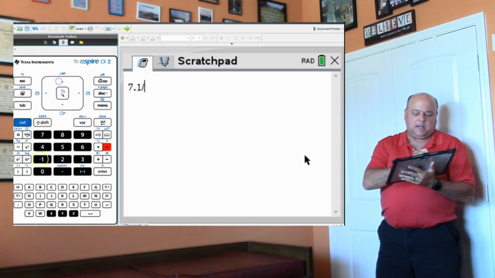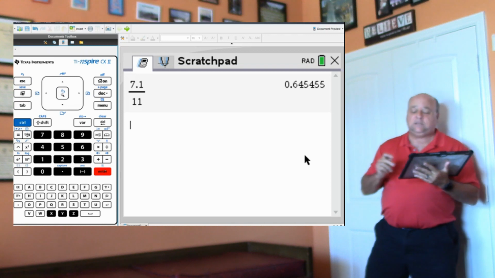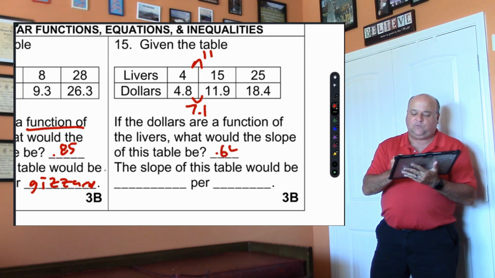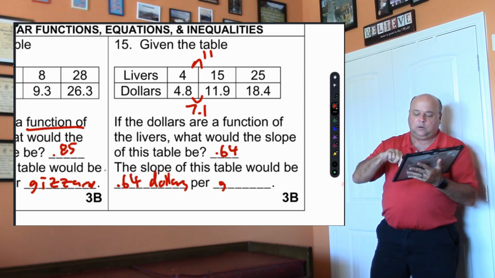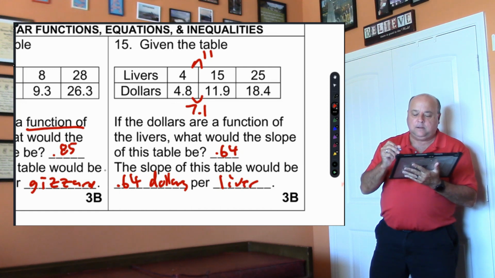7.1 divided by 11, and I get 0.64. That's 0.64 dollars per gizzard, or per liver. This one's a liver. I might have messed up on the math on that.